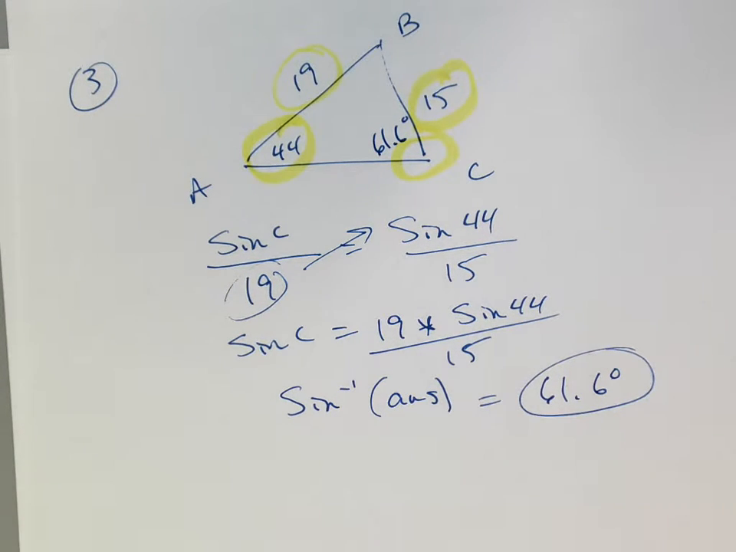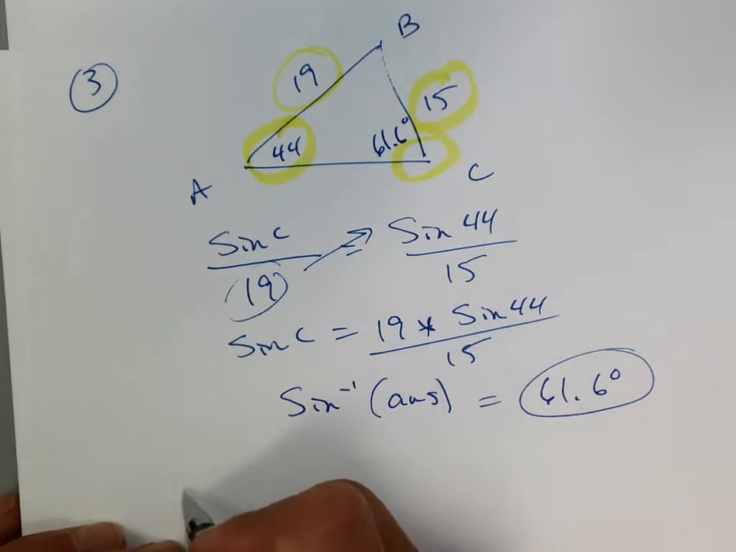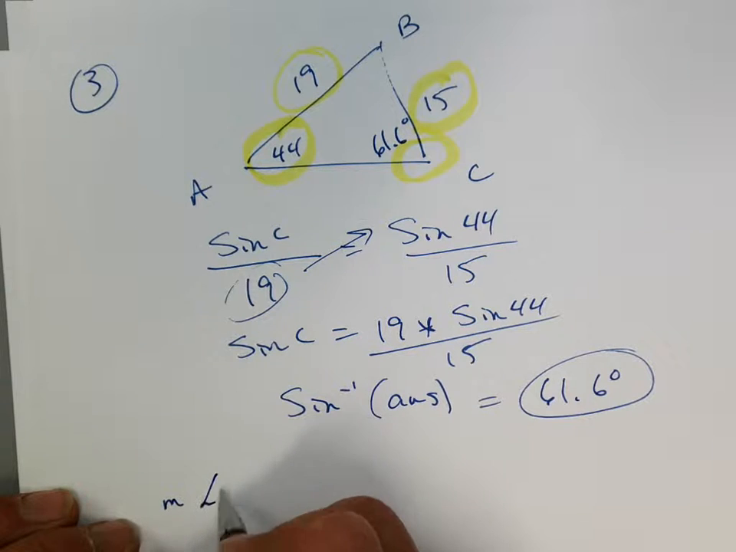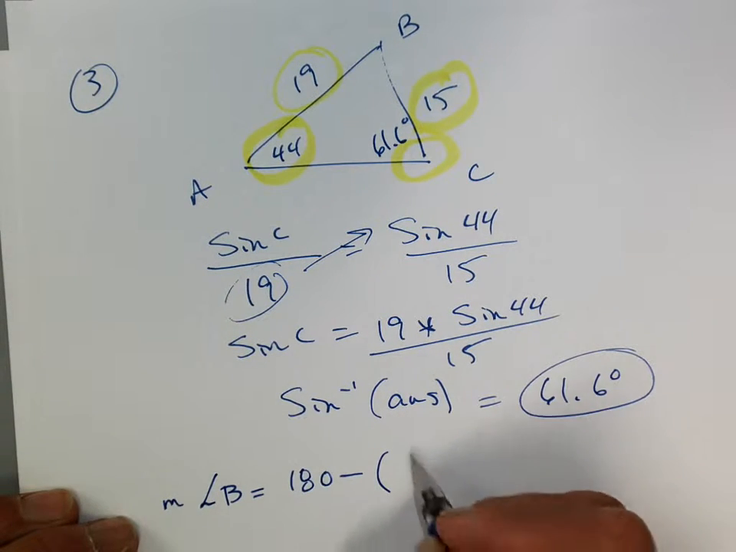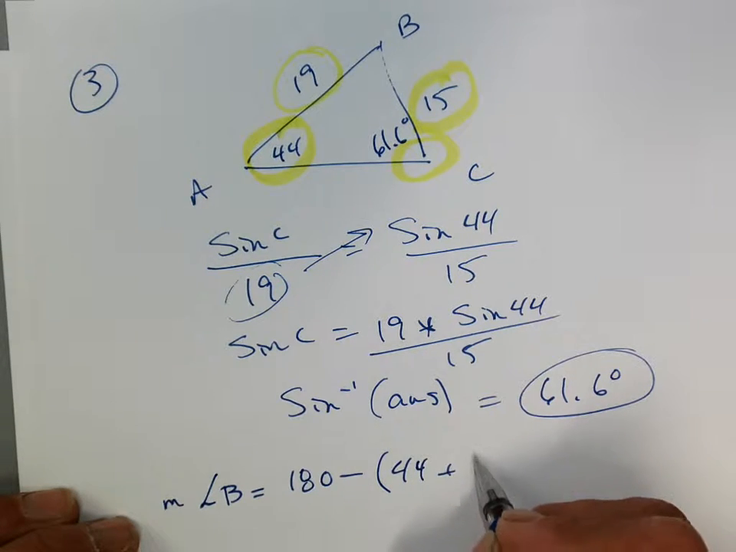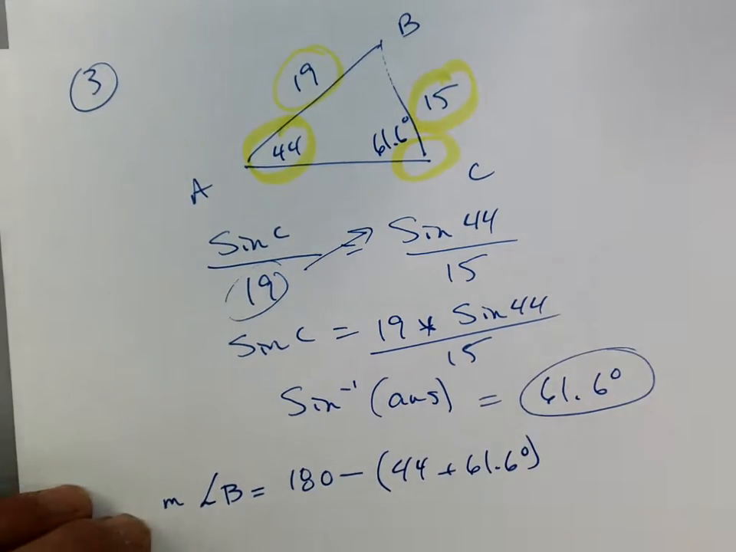Okay, now, angle B should be easy, right? How many degrees are in a triangle? So the measure of angle B is equal to 180 minus parentheses 44 plus 61.6 degrees, and I'll get that one, 180.